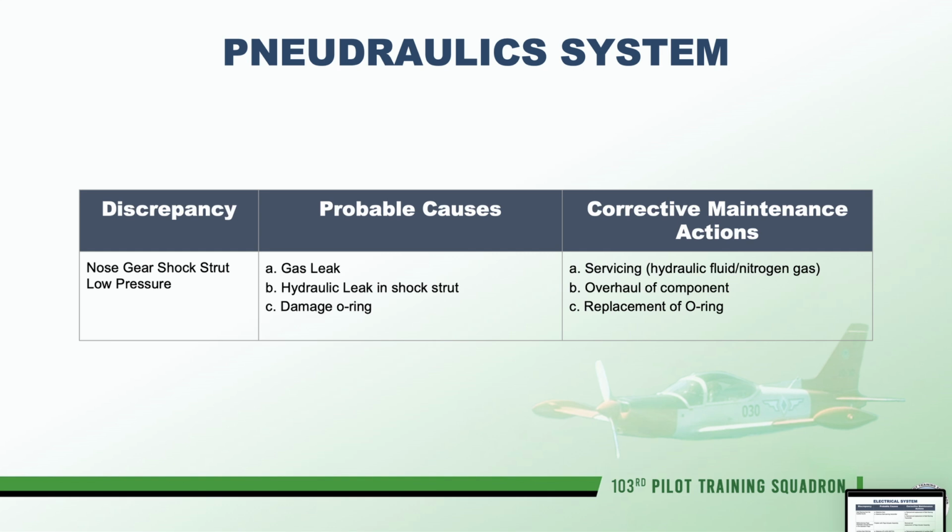If you find low pressure in the nose gear shock strut, it's typically due to fluid and gas service. Service the hydraulic fluid and nitrogen gas as per the aircraft specifications. Component overhaul. Overhaul the affected component to ensure it functions correctly. O-ring replacement. A damaged O-ring can cause leaks. Replace the O-ring to maintain pressure.